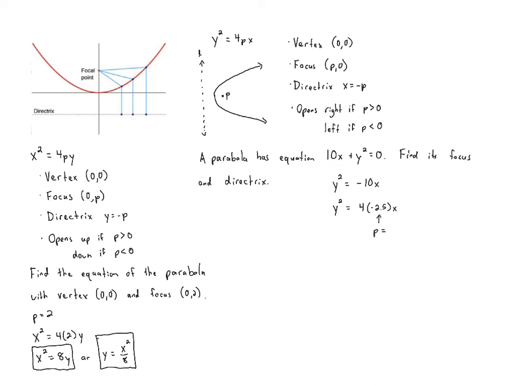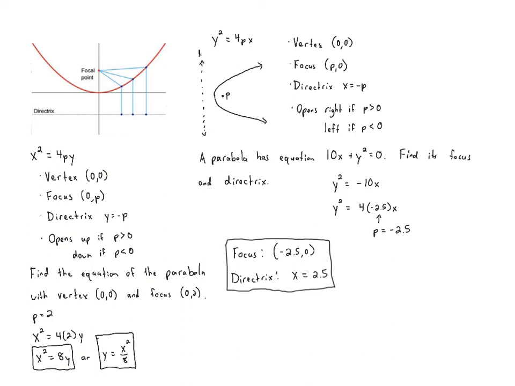So in this case, p equals negative 2.5. So we know that the focus is at the point (p, 0). So in this case, (negative 2.5, 0). And the directrix has equation x equals the opposite of p. Well, in this case, because p is a negative quantity, the opposite of that will be positive, and so we get x equals 2.5. And so we have the focus and the directrix of the parabola, which is exactly what we were asked for.